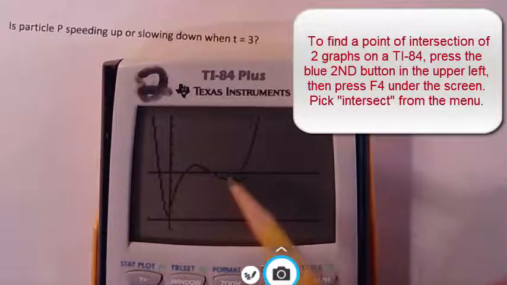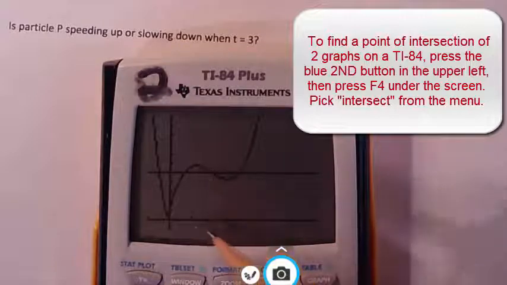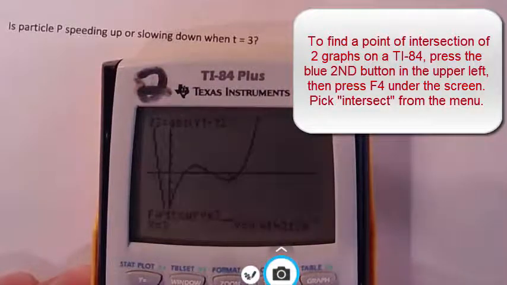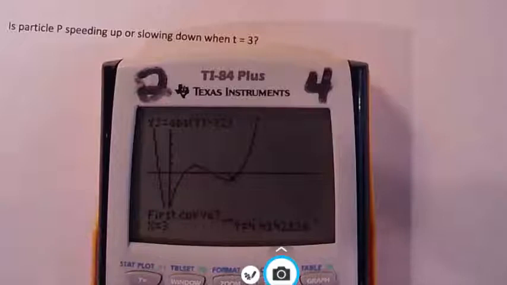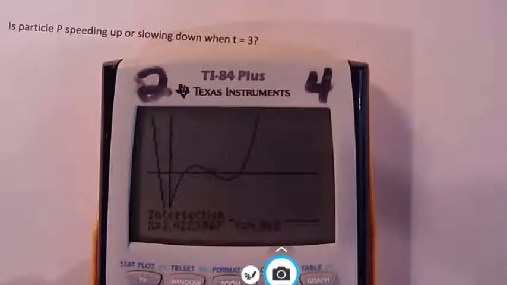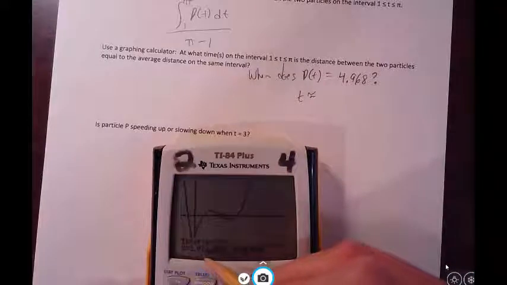And they intersect several times, but we need to be on the interval between 1 and pi. So I think that's going to be this one here, because this is 1, this is 2. It's right around 2. So I'm going to go to second calculate. I'm going to find that intersection point. It's going to ask me which 2 curves do you want. This is one of them, so I'm going to hit enter. This is the other one, so I'm going to hit enter again, and I'm just going to get close to the point that I'm trying to find and hit enter again. It should give me something between 1 and pi. It's about 2.022.